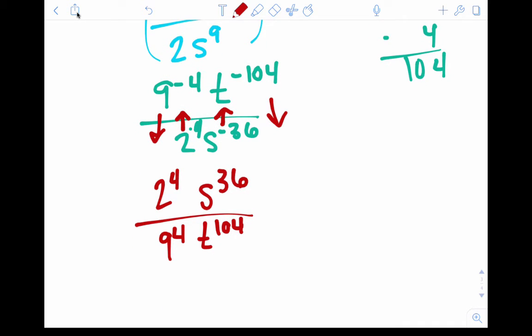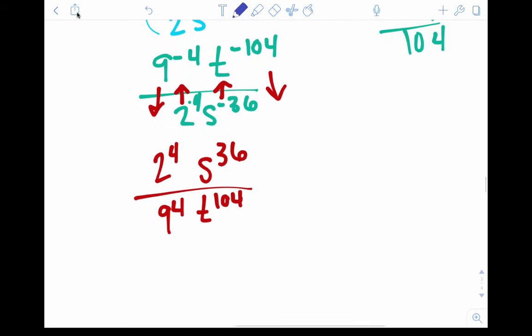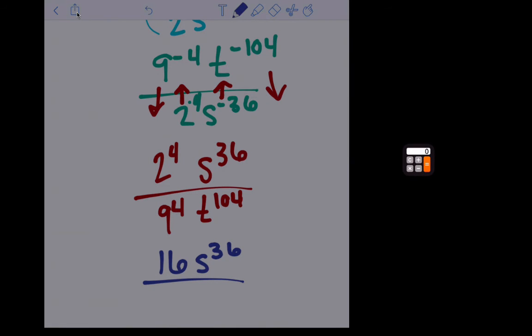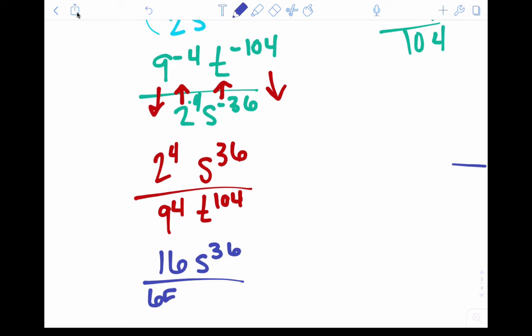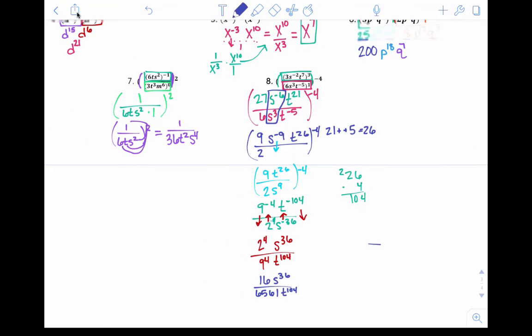And now my last and final step is I need to simplify my numbers. So I have 2 to the fourth, which is 16, s to the 36 over 9 to the fourth. I'm just going to multiply this out real fast for time's sake. And I get 6,561 t to the 104. So those numbers got pretty large. That was a lot of work for that one.